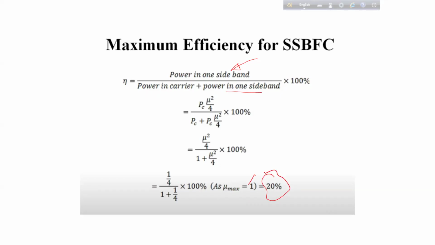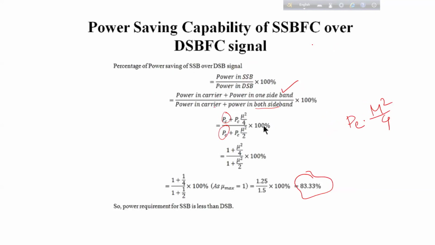If you recall, the maximum efficiency of double sideband full carrier is 33.33%. So the maximum efficiency of single sideband full carrier is less than double sideband, but the power saving capability of single sideband is higher than double sideband.